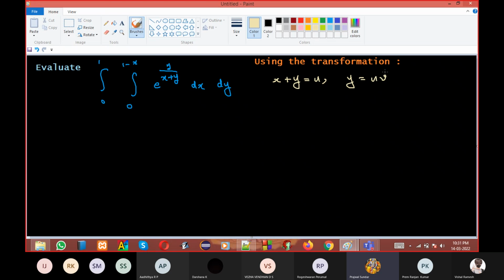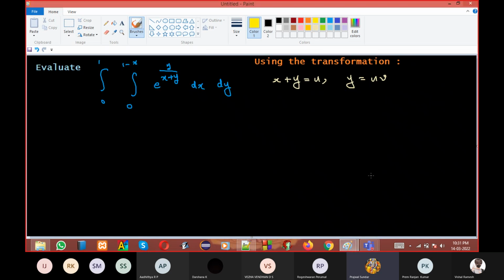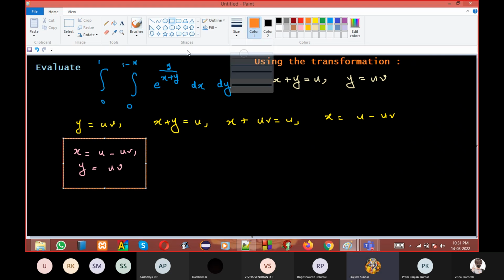How to do this question? We'll see. First you calculate the Jacobian of x comma y with respect to u comma v. How to calculate it? First you try to express x and y in terms of u and v. Look at this. y you are having as uv. Now x plus y is u, x plus uv is u, so x equal to u minus uv. So you are having x is u minus uv, comma y equal to uv. Highlight this and keep it ready. Now you are writing, find the Jacobian of x comma y by u comma v.